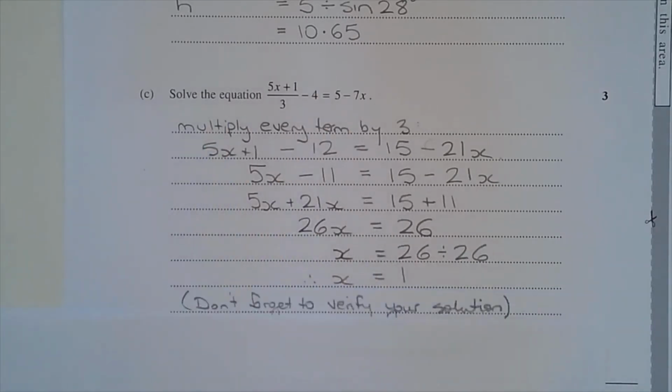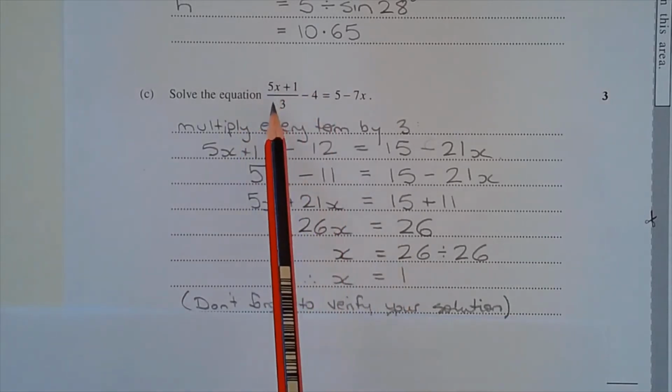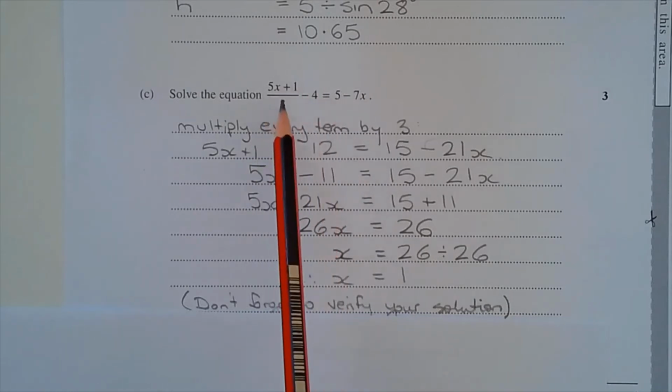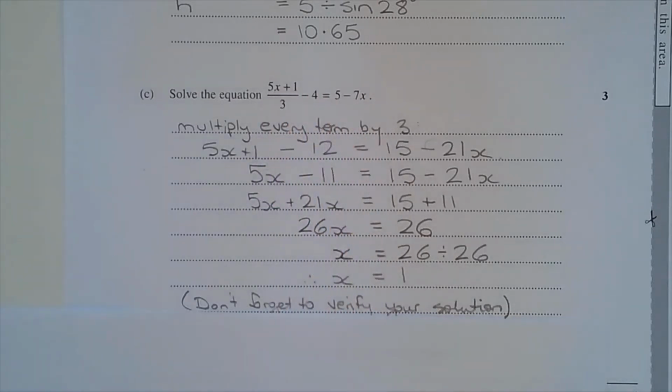Now, if you've got some time, and try to factor in some time into this, don't forget to verify your solution. If you substitute x equals 1 into the left-hand side and then into the right-hand side, you should find that the value on the left-hand side should equal the value on the right-hand side.